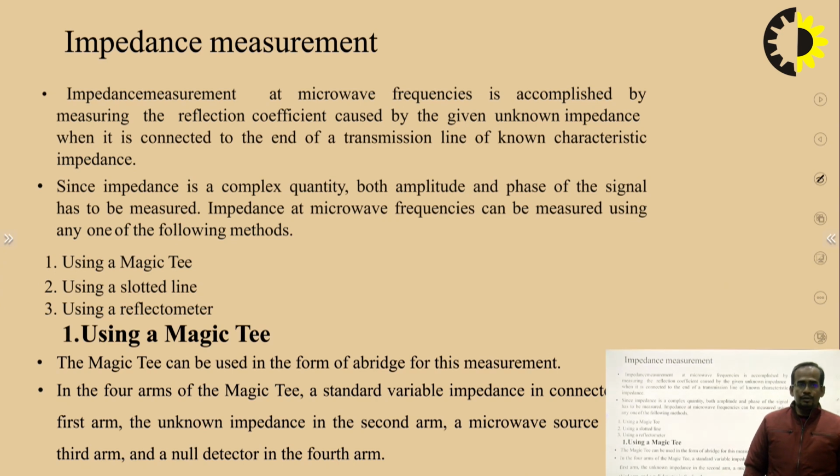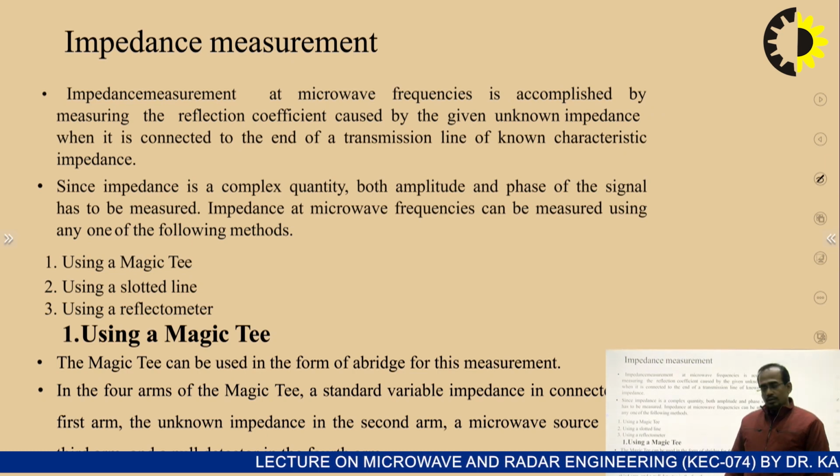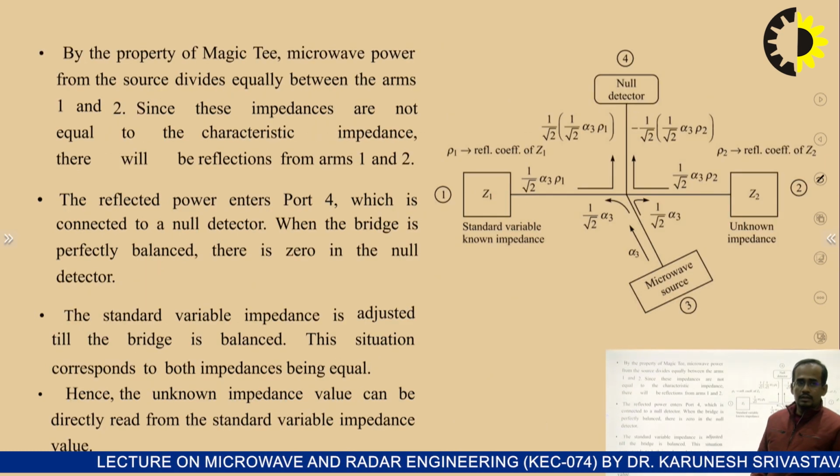So both amplitude and phase of the signal we have to measure. Impedance at microwave frequencies can be measured by any of the following methods: the magic T, slotted line, and reflectometer. Using a magic T, this magic T can be used in the form of a bridge for this measurement. In these four arms, this is the setup basically.